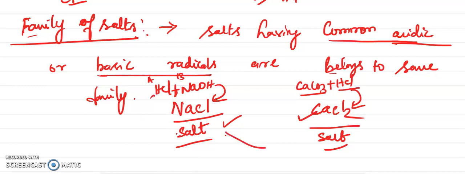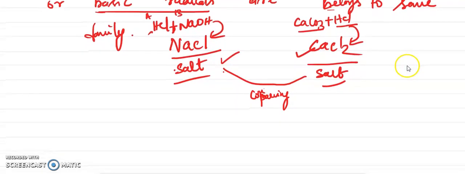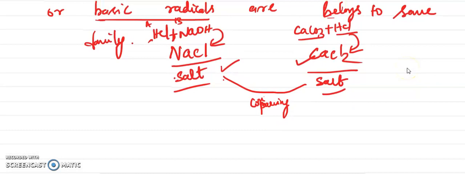We are only comparing the salt only. Yes. So this is the main thing we have to remember: we are only looking into the salt, how the salt belongs to a family.